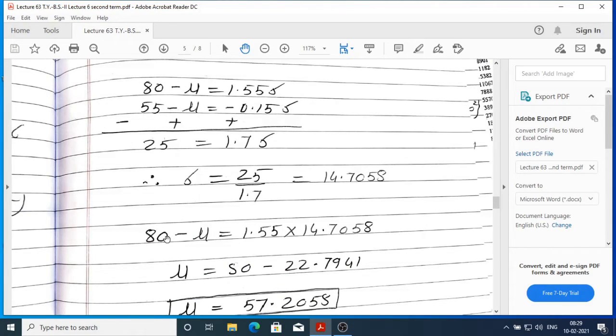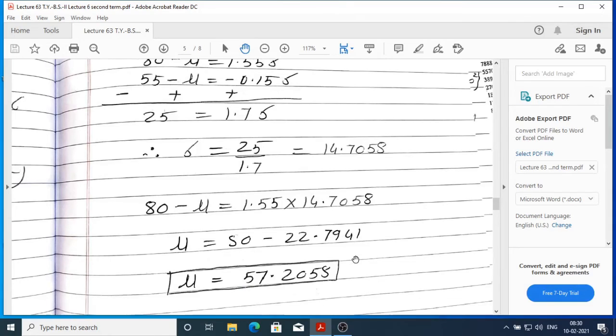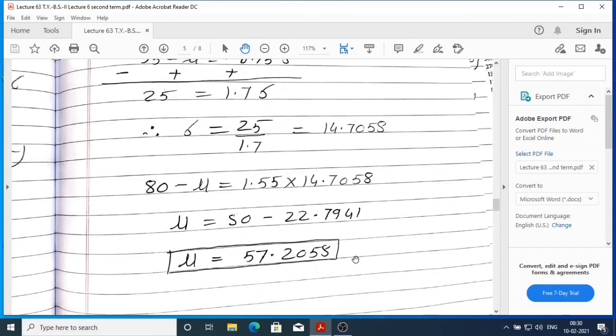If you substitute sigma in one of the equations, we can get the value of mu. So we will select this equation: 80 minus mu is equal to 1.55 sigma. So 1.55 into 14.7058. So mu is equal to 80 minus 22.7941. So value of mu becomes 57.2858.